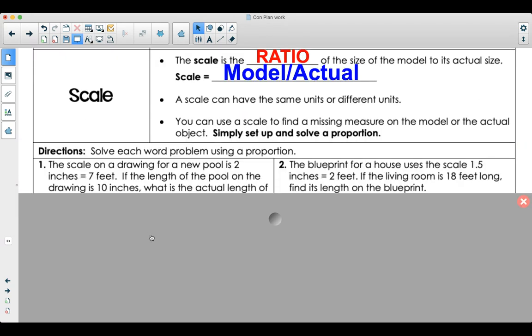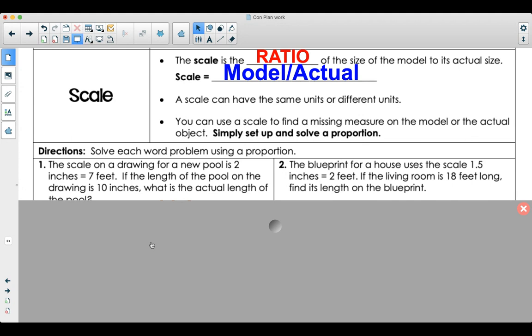All right, let's look at number one here. The scale on a drawing for a new pool is 2 inches is equal to 7 feet. So when you have this on the paper, what it's saying is that 2 inches on the paper, on the drawing, is actually equal to 7 feet, right? If the length of the pool on the drawing is 10 inches, what is the actual length of the pool? You're going to solve using a proportion, just like we've been doing, but now it's dealing with scale models.